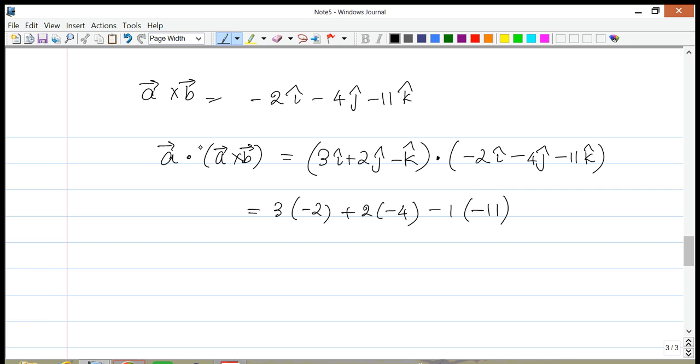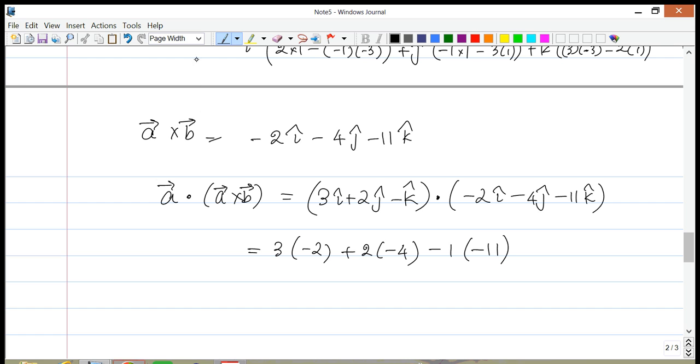Oh, something is not right. I just realized what I did. This should be minus 1. So this term is minus 1. My bad. So this is minus 1 here, so you get minus 6 minus 8 plus 11, which ends up being equal to 0.